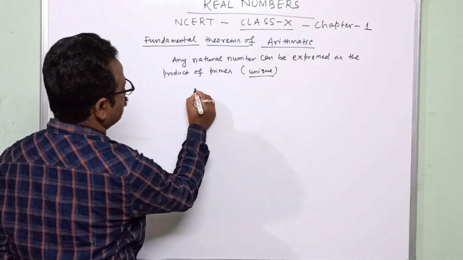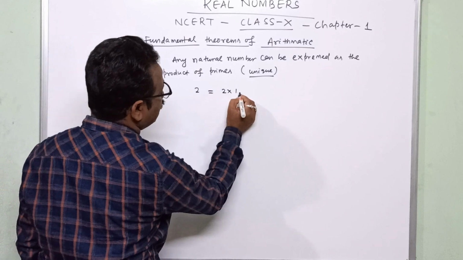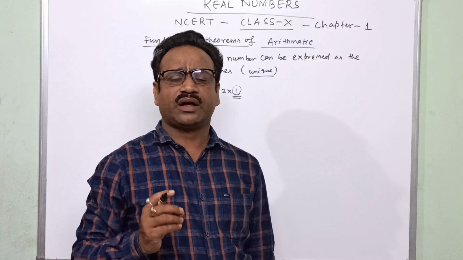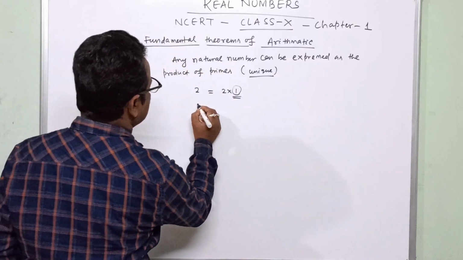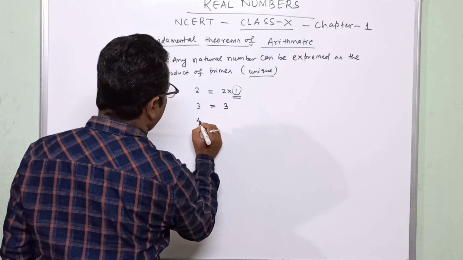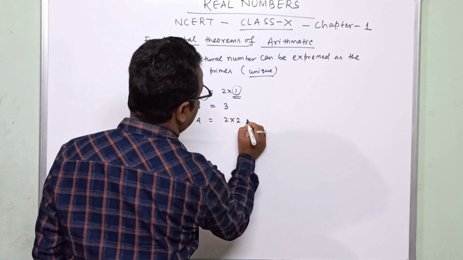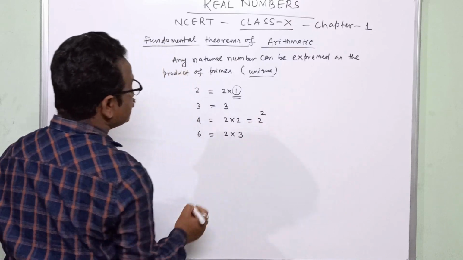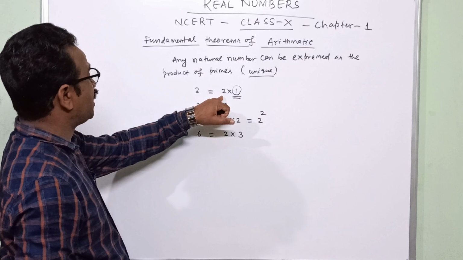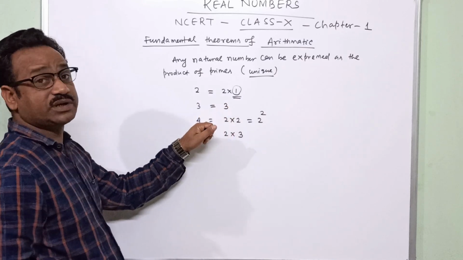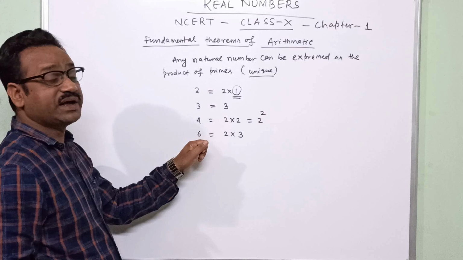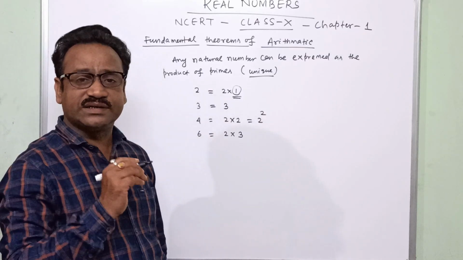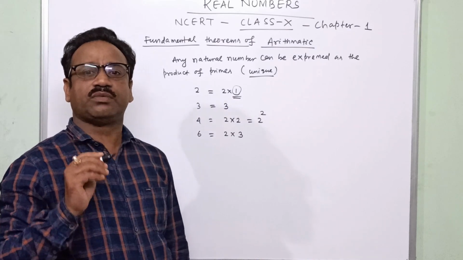How? Let's say 2. 2 is equal to 2 into 1. But we are not taking 1, because we know 1 is a common factor. So 3 is equal to 3. Now 4 is equal to 2 into 2, or you can write 2 square. Suppose 6. 6 is equal to 2 into 3. Here 2 is a prime number, 3 is a prime number, but 4 is not a prime number, and 6 is not a prime number. So we must know what a prime number is and what a composite number is.